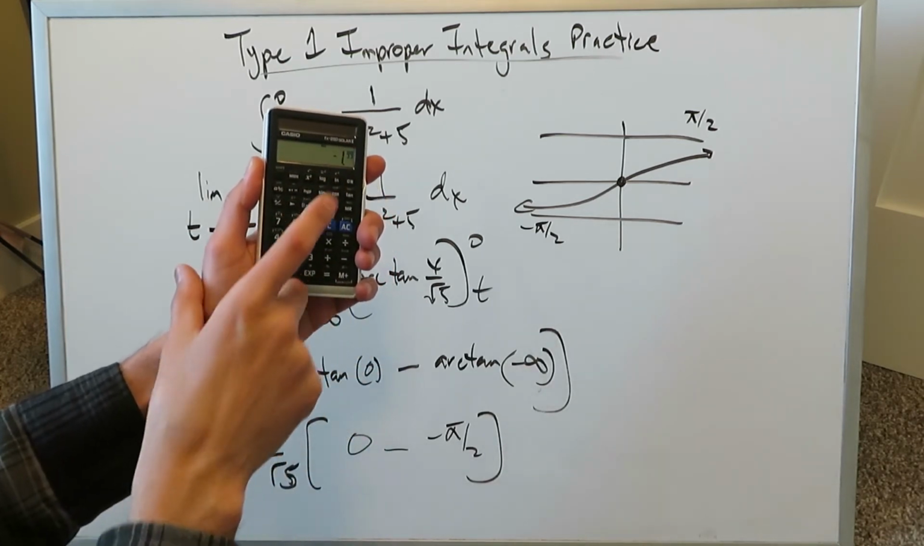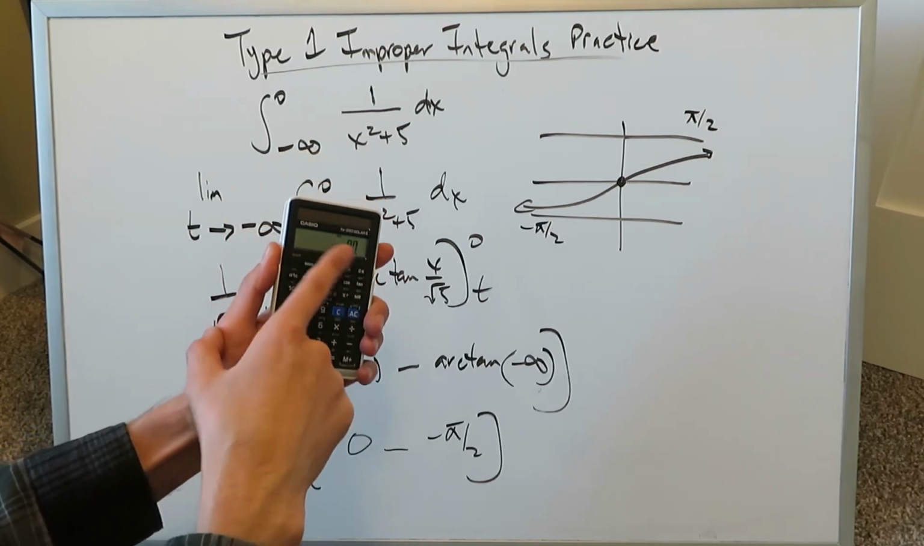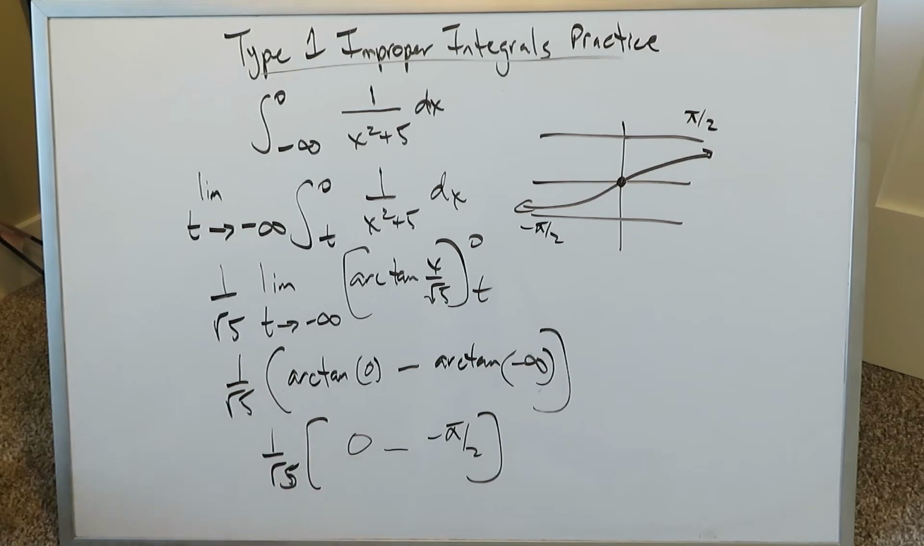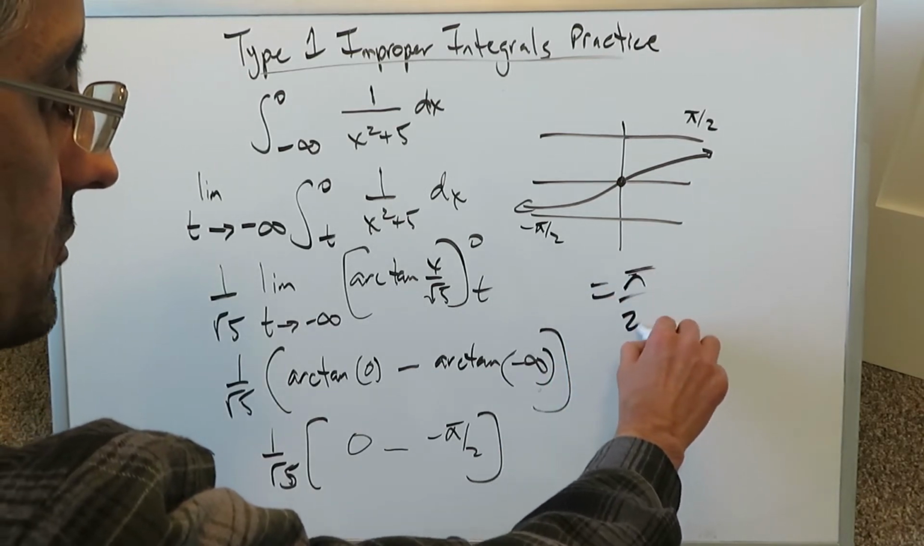You see this minus 1 to the power 99? That's like a very large negative number. Inverse tan it, and you get minus 90, which is minus pi over 2. 0 minus minus pi over 2 is a positive pi over 2. Multiplying with this 1 over root 5, your answer will be pi over 2 root 5.